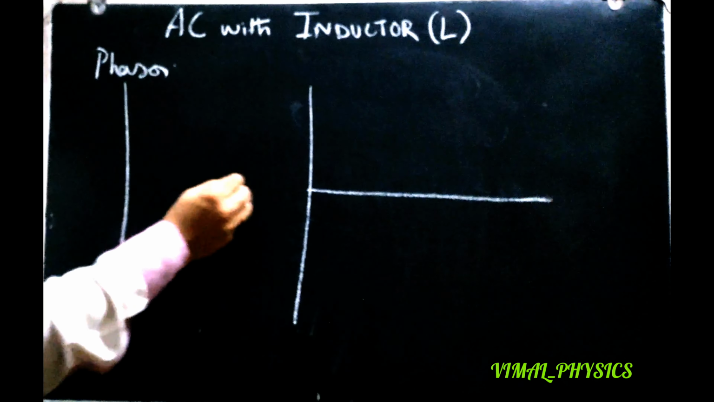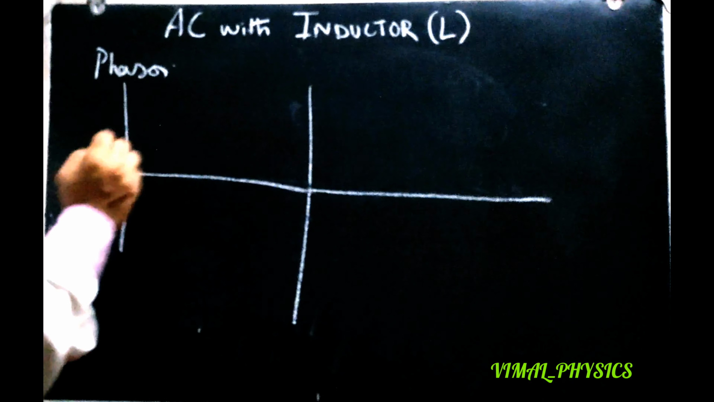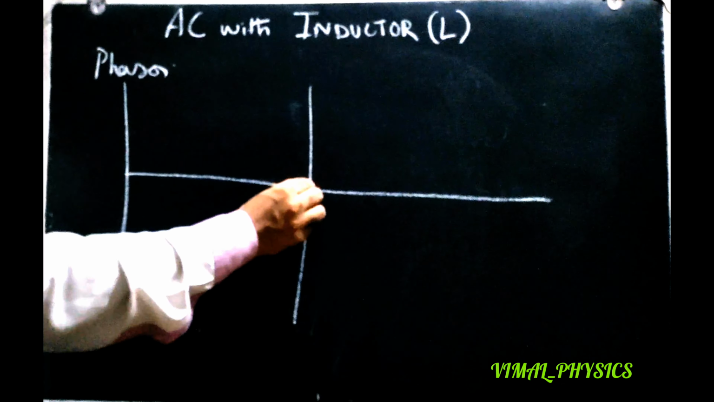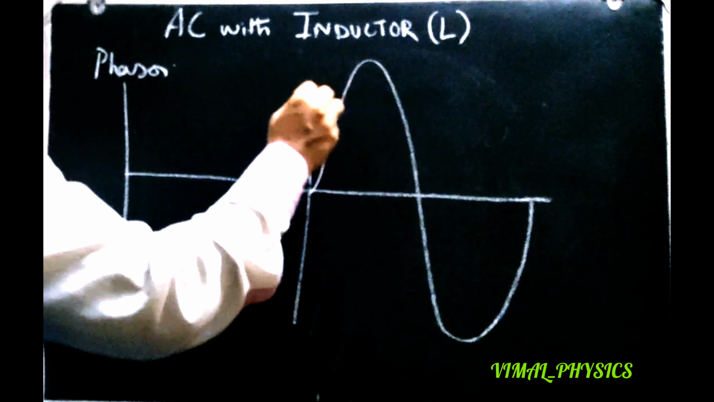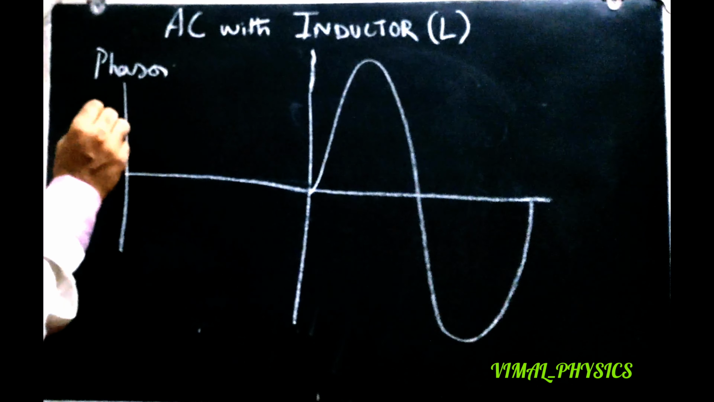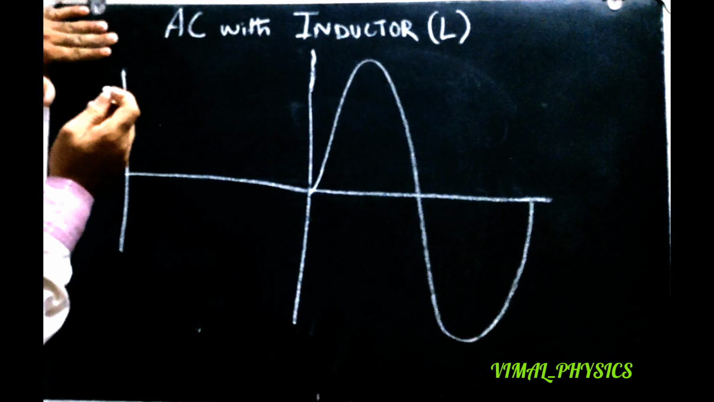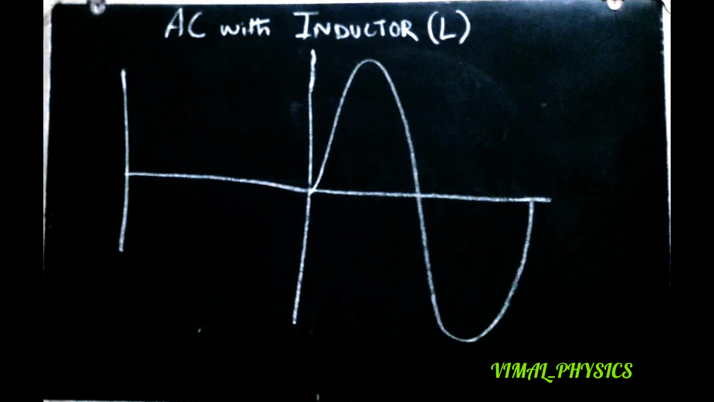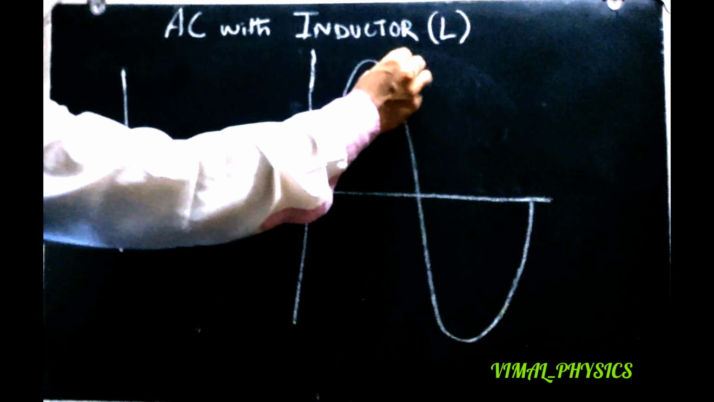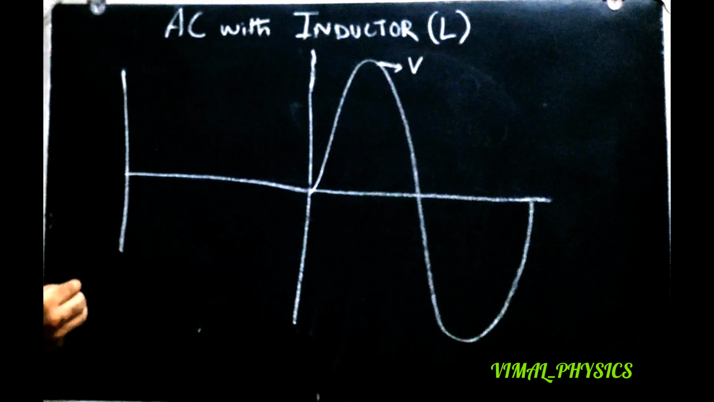So first I draw the curve. Here the voltage curve has no change, so in the same format I draw the voltage curve also. Next comes the current curve. When I am drawing the current curve, it tells that the current is lagging the voltage by a phase shift of pi by 2. So we should be careful.